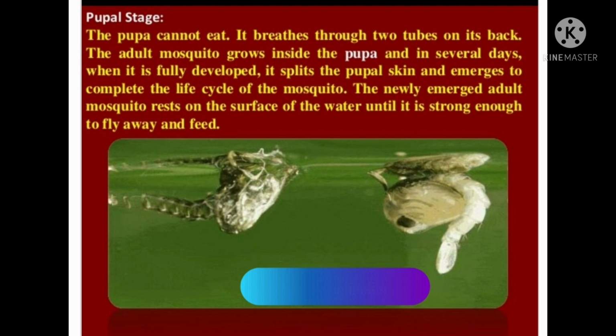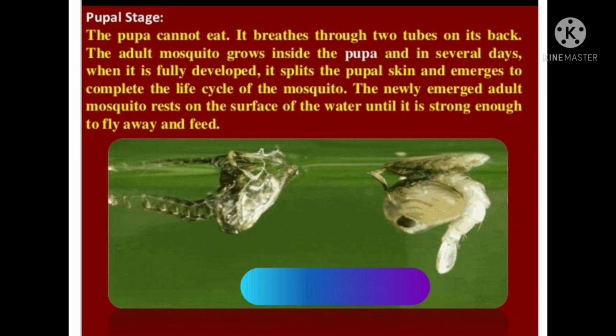The adult mosquito grows inside the pupa, just like the butterfly inside its cocoon. And in several days, when it is fully developed, so it takes several days for the pupa to get fully developed, it splits the pupal skin and emerges to complete the life cycle of a mosquito.